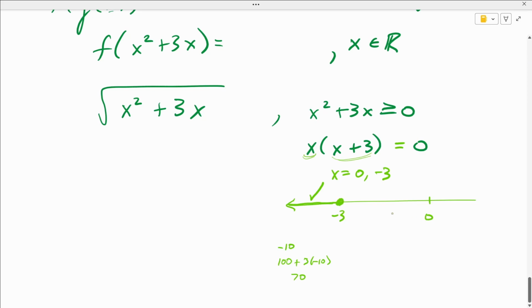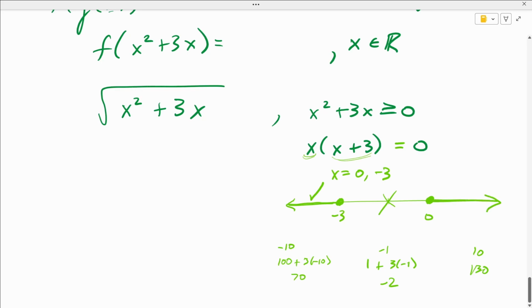Let's test something in between here. I'll pick a negative 1. That's pretty easy. Negative 1 squared is 1, plus 3 times negative 1. That's negative 2. Is negative 2 greater than or equal to 0? No. So this region is rejected. Now I'll test something over here. I'll pick 10 again because that was nice and easy for me. 10 squared is 100, plus 3 times 10 is 30. So we get 130. Is that bigger than or equal to 0? Well, yes, of course it is. So this whole region here, including the 0, is also included.